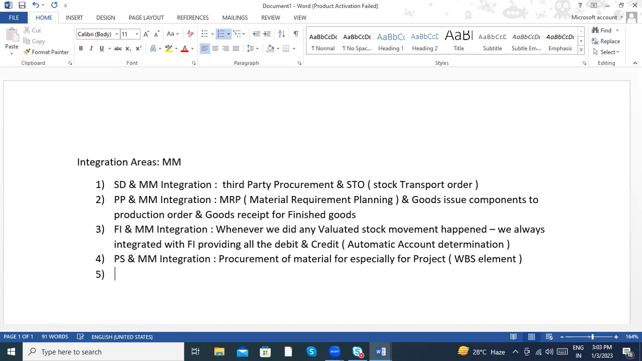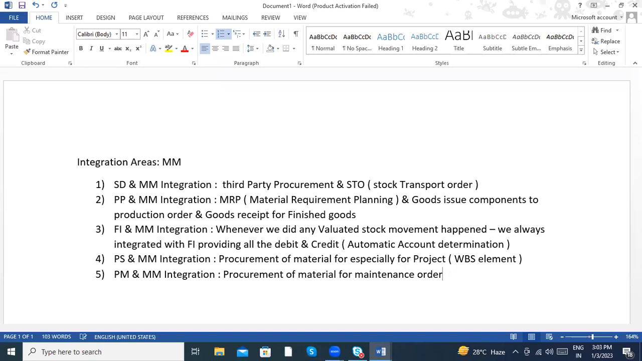And PM and MM integration. Plant maintenance, how will it be? There will be maintenance required. So whatever the procurement of material, which is for service of materials for maintenance orders. Maintenance order for service, plant maintenance.